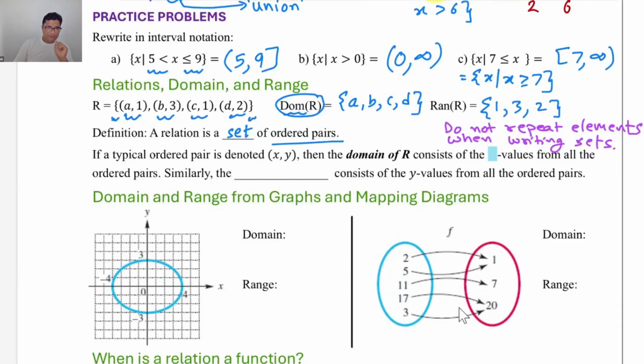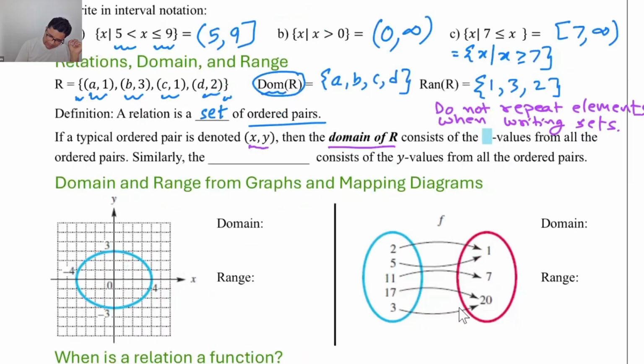Okay, so very interesting thing. You have a domain with 4 elements and a range with 3 elements, right? And there is this relation. Now, a typical ordered pair is denoted by x comma y. The domain consists of these x values, all the first elements. Similarly, the range consists of the y values.